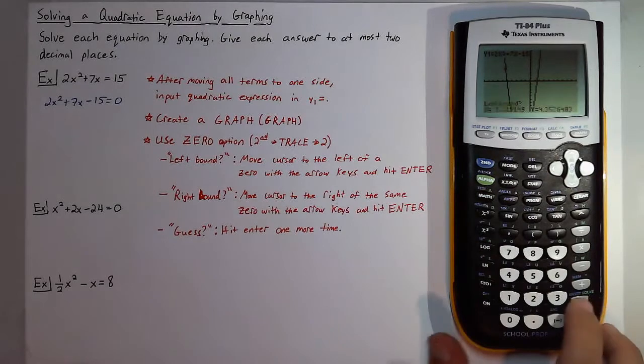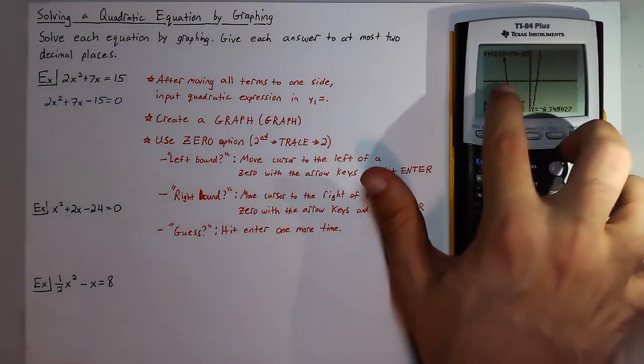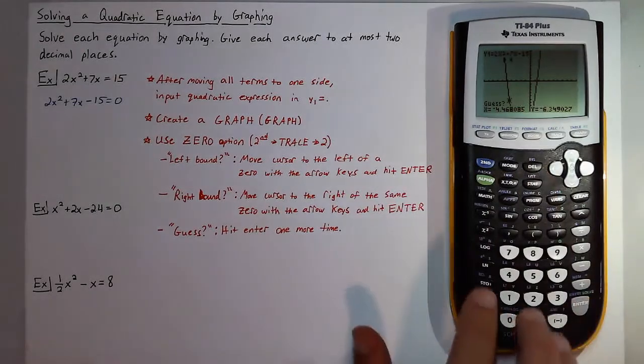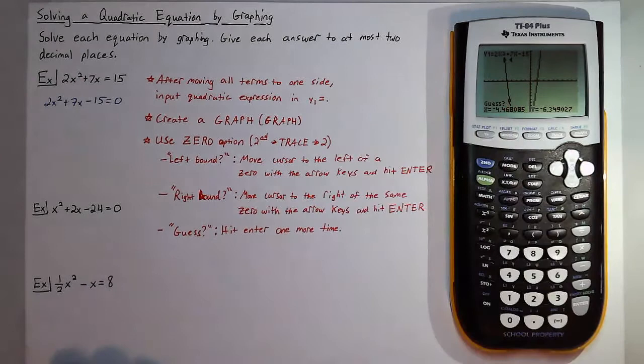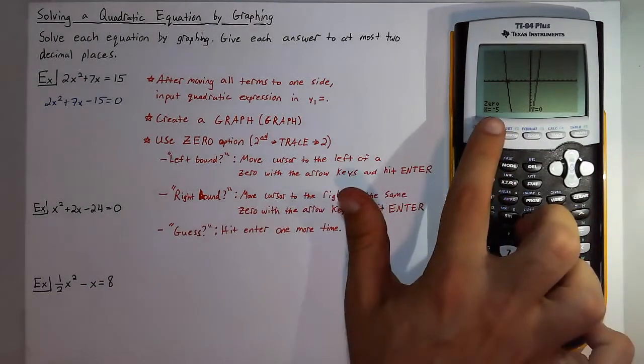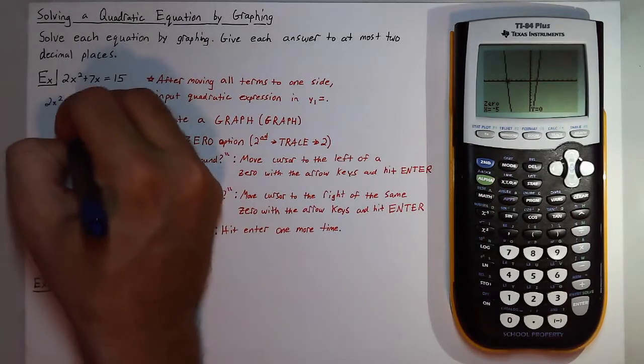I'll hit enter and it'll ask me for a right bound, which means use the arrows to move your cursor to the right of that 0. And now it'll guess between those 2 points what this point is right in between. If I enter one more time, it'll guess that x is equal to -5. So that is one solution.